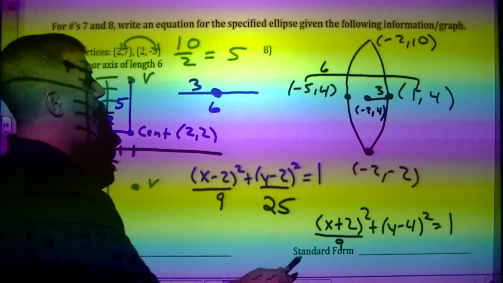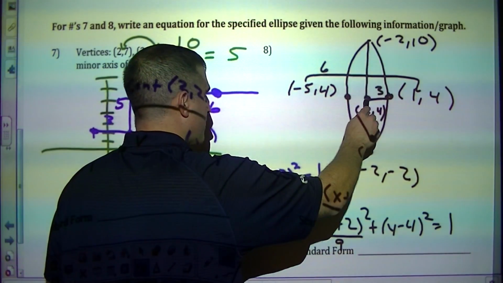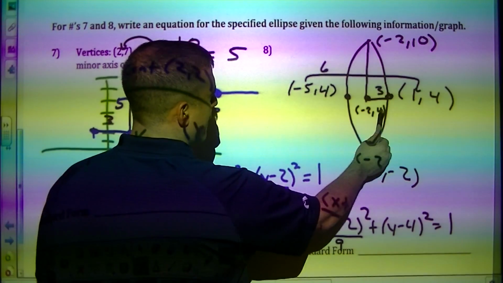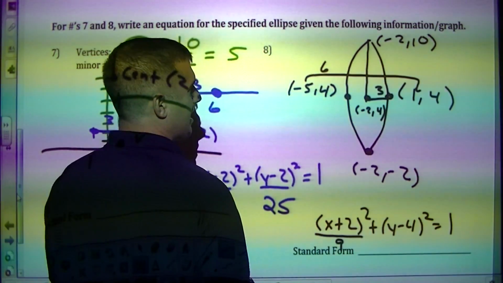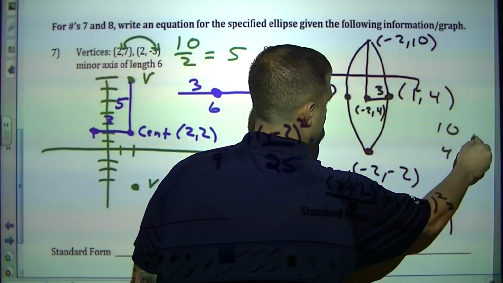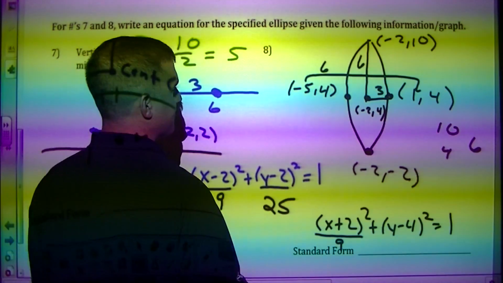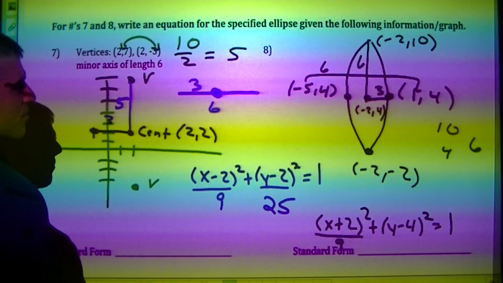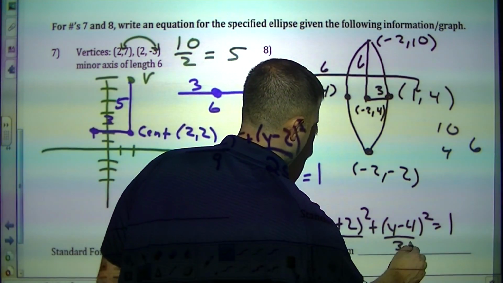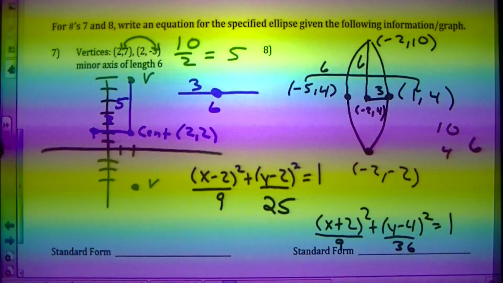Okay? Now, I've got to figure out how many spaces it was going this way. Well, (-2, 4) to (-2, 10). 10 to 4 is 6 spaces vertically there. So what I'm going to have underneath here is 36, okay? And that's the equation for that one.